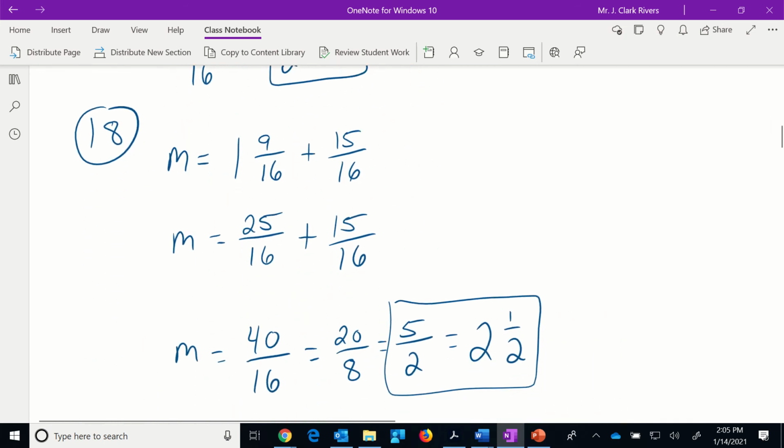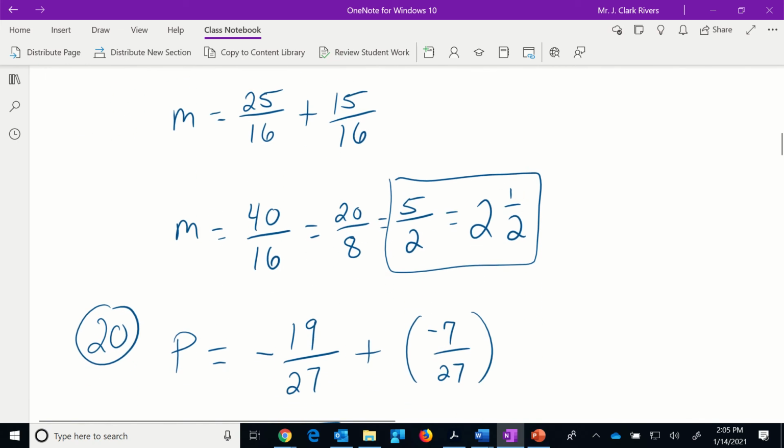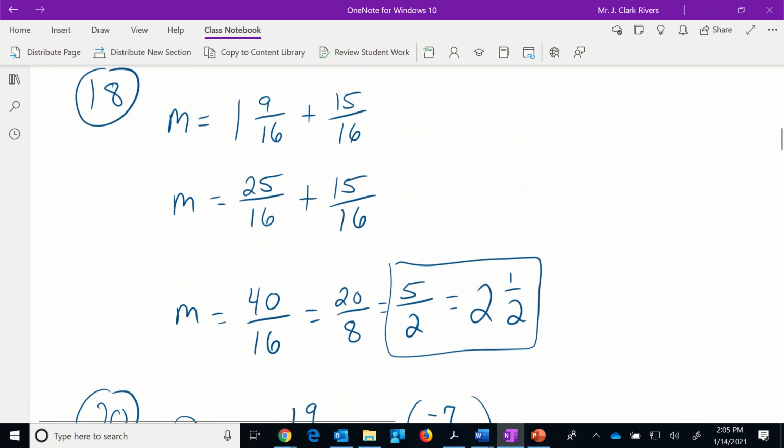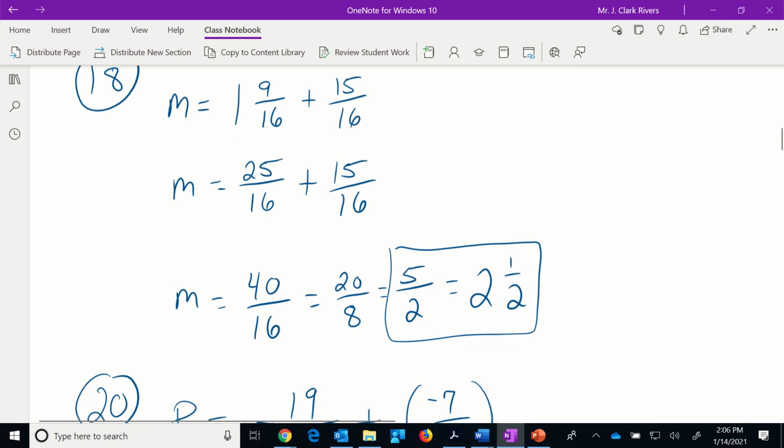18 is pretty straightforward, I believe. By the way, I would take an improper fraction as long as it's simplified, like 5/2, or I would take the mixed number, like 2 and 1/2. Again, both should be simplified, but either one of these would be acceptable as your answer.